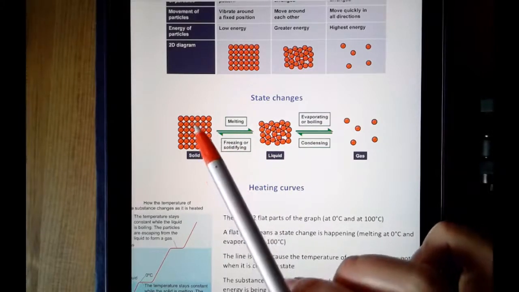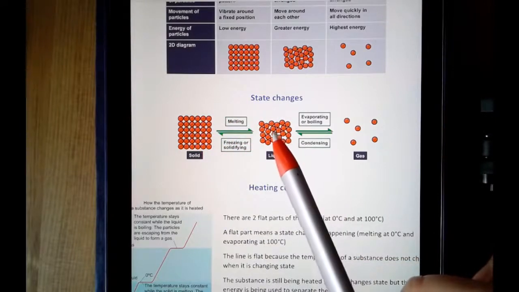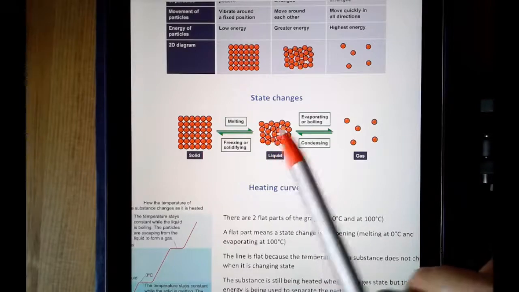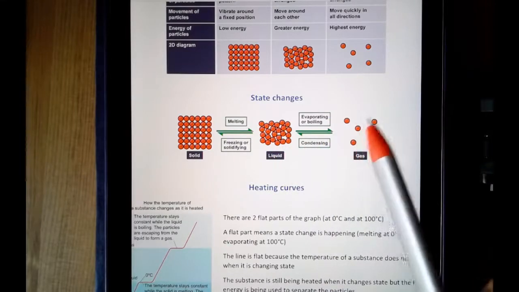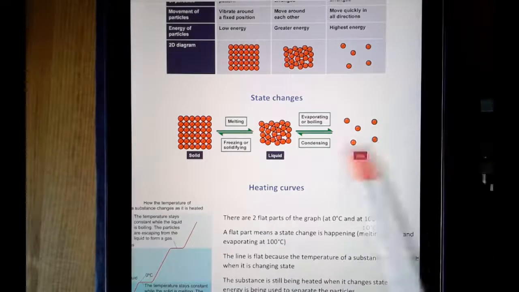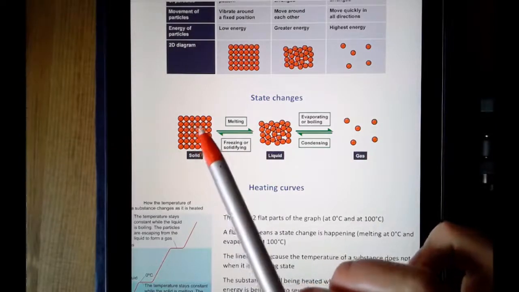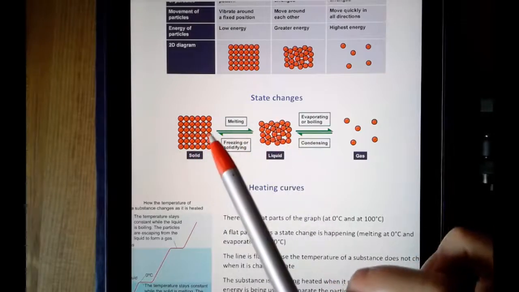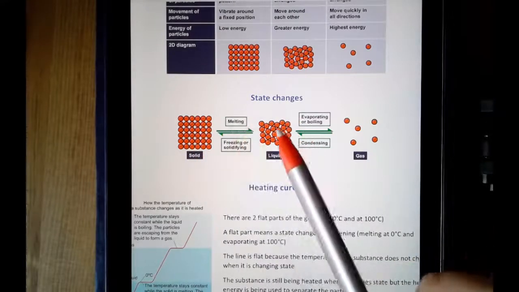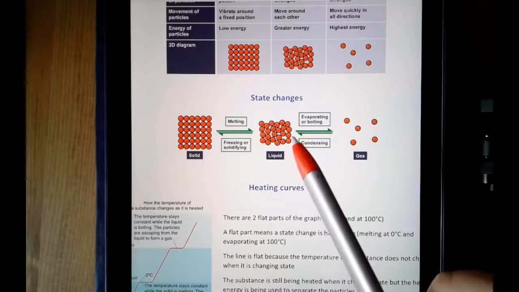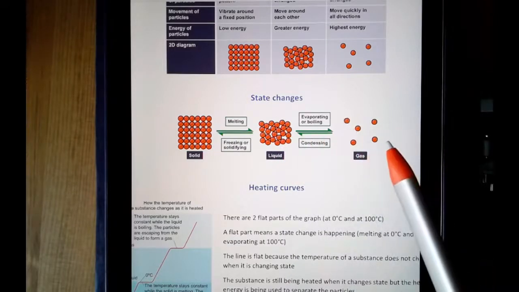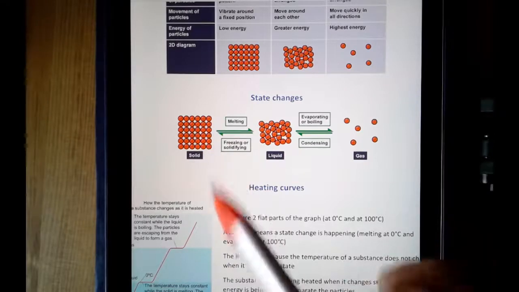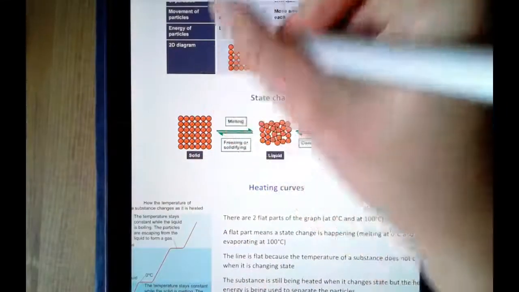If you want to go from a solid to a liquid, the particles are becoming further apart. If you want to go from a liquid to a gas, the particles you can see are really far apart. The particles in a solid, they're attracted to each other. If I want to go from a solid to a liquid, I need to break the attraction. If I want to go from a liquid to a gas, then I really need to break that attraction so that the particles are spread out. In order to break that attraction, you need to put energy in. And we put energy in the form of heat.